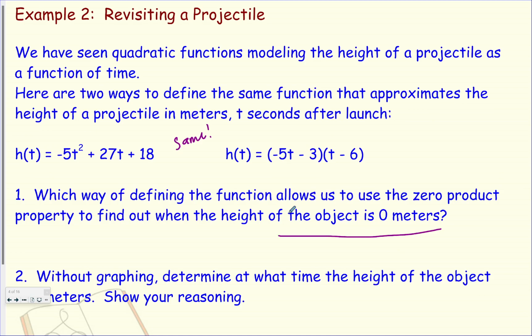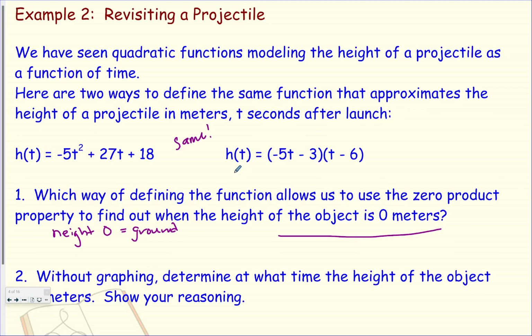So what does it mean for a projectile for the height to be 0? Well, the height is 0 when it's sitting on the ground, right? Ground is 0 meters off the ground. So height of 0 equals ground. Basically, I'm asking here, when is this object hitting the ground? And we will interpret that as the height being 0.